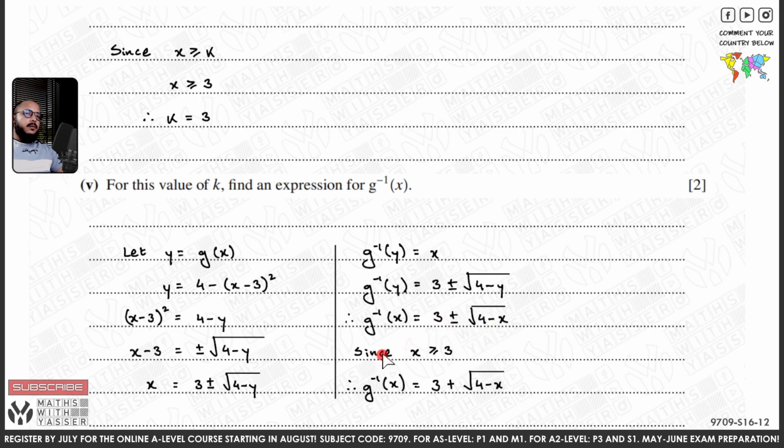Now, since we know that x is greater than or equal to 3, that means we should not be taking the negative because it will lower the value. So we need to go above 3. So g inverse of x will be 3 plus the square root of 4 minus x.